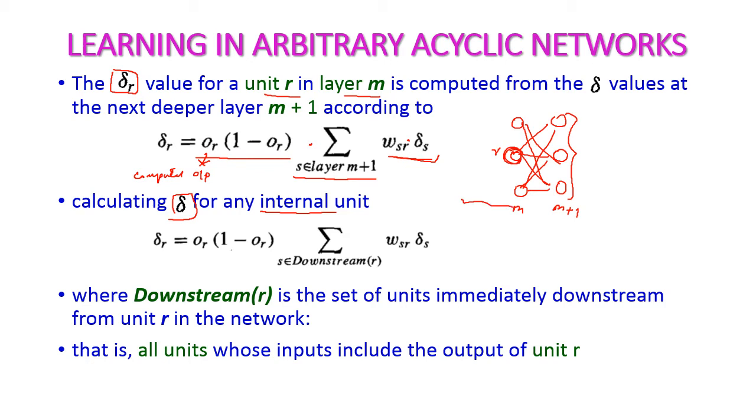So for any internal unit, the same formula: delta R is equal to OR into 1 minus OR, multiplied by summation of S belongs to downstream of R, of WSR into delta S. Here downstream is nothing but the set of units immediately downstream from the unit R in the network. That is, all the units whose inputs include the output of unit R. See, for every unit we have the input as well as output.